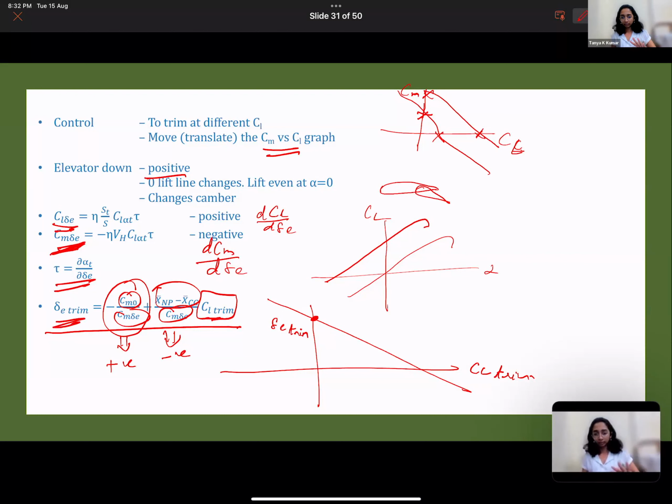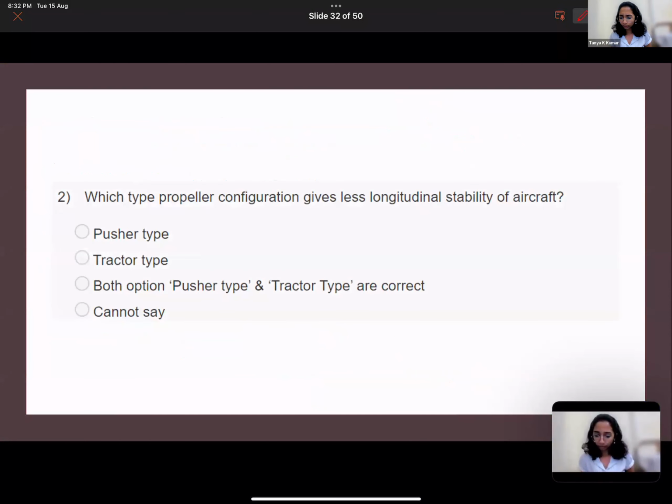Now let's see a few questions. Which type of propeller configuration gives less longitudinal stability of the aircraft? Pusher or tractor? What is the difference? Which is pusher, which is tractor? So this is your fuselage reference line. One is where the propeller is mounted ahead. One is where the propeller is mounted behind.